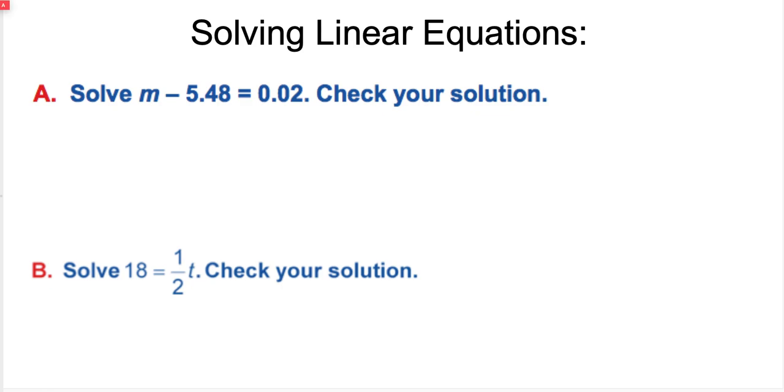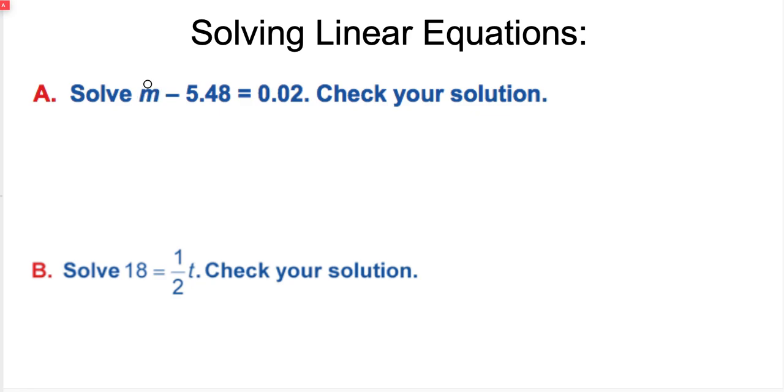All right? So, basic solving linear equations. We've done a handful of these. There's going to be some harder ones coming your way, and I'm going to show you a couple of them on the worksheet at the end of the video. All right? So, solve m minus 5.48 equals 0.02. Check your solution. All right? These are one-step equations. We should know how to solve these pretty quick.